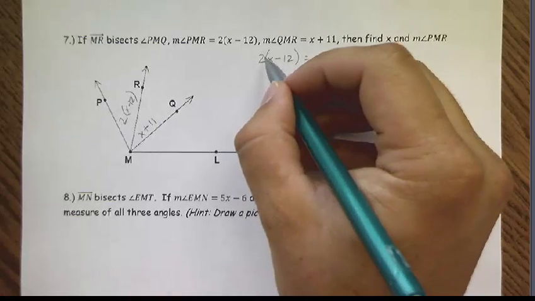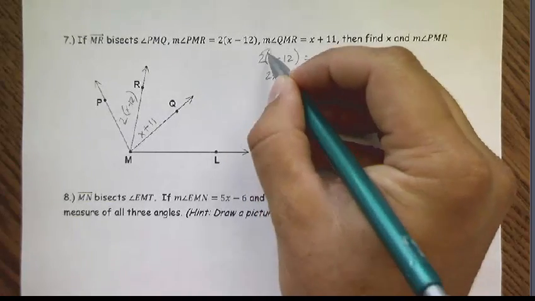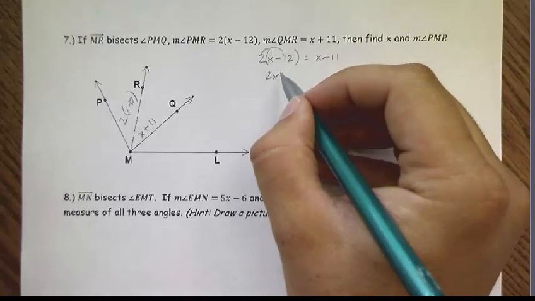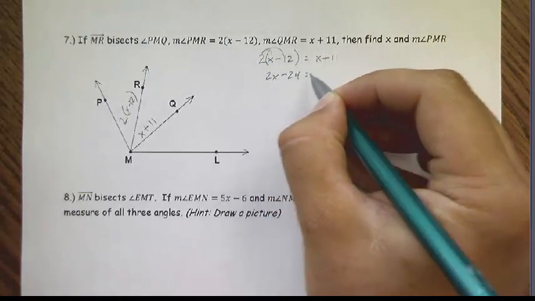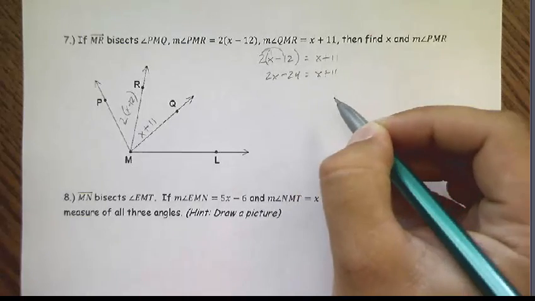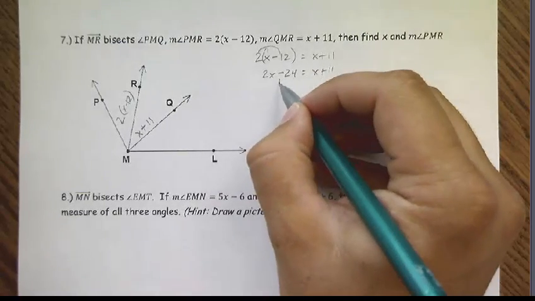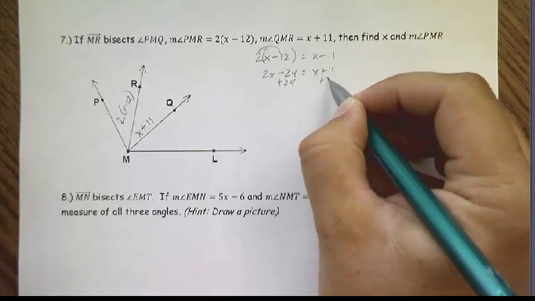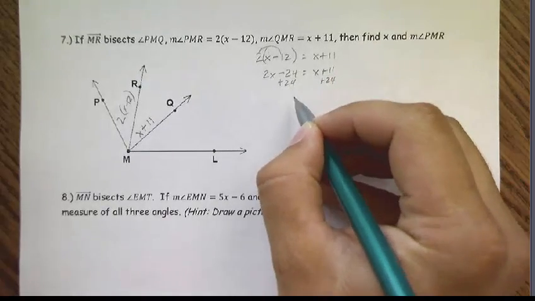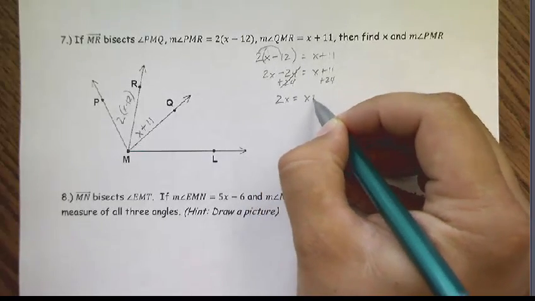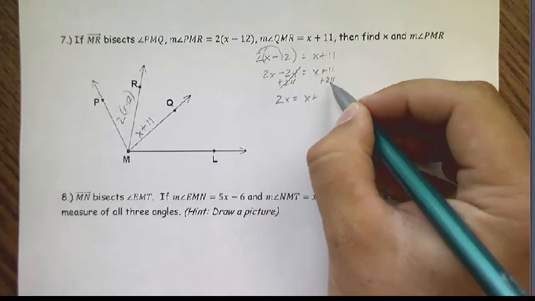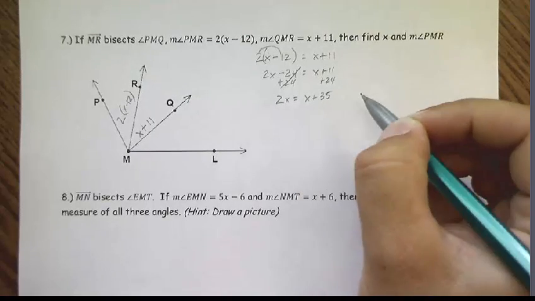All right, we have to distribute 2x, because 2 times x is 2x. Then 2 times the negative 12 is going to be negative 24, equals x plus 11. Let's take our numbers to the right side. So I'm going to add 24. I have a negative 24, so I add 24, cancel those out. 2x equals x plus 11 plus 24 is going to be 35.